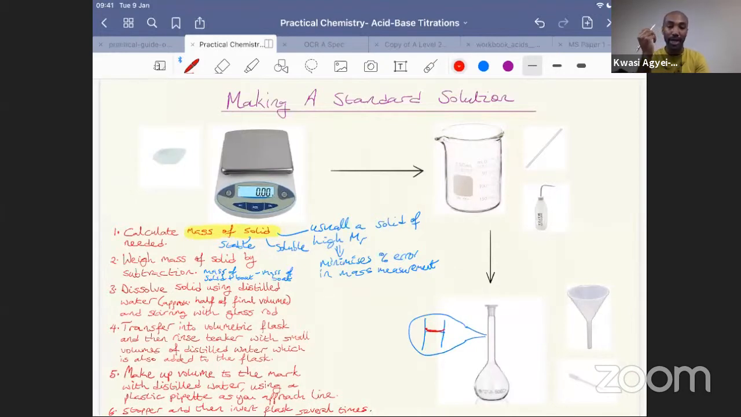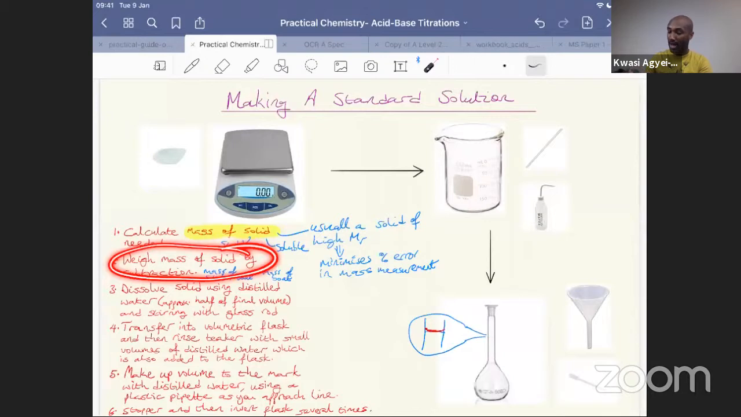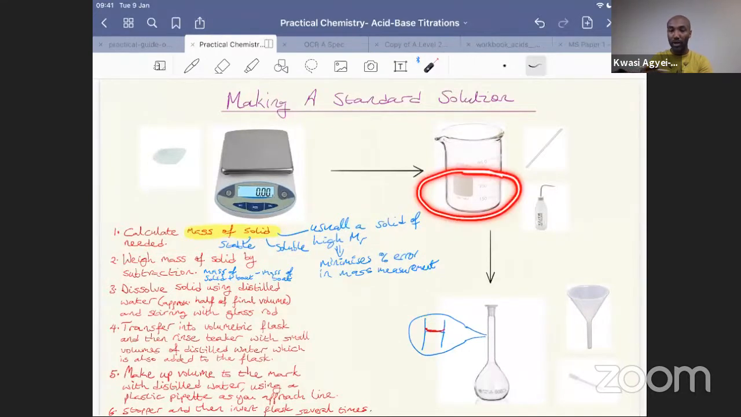The key points here are weighing the mass accurately. How do you weigh the mass accurately? By subtraction, dissolving initially in a smaller volume of distilled water than you require to make the standard solution, making sure you stir it with a glass rod so that it's all dissolved, and then transferring it into your volumetric flask via a funnel, and then making sure you wash or rinse your beaker with some more distilled water.